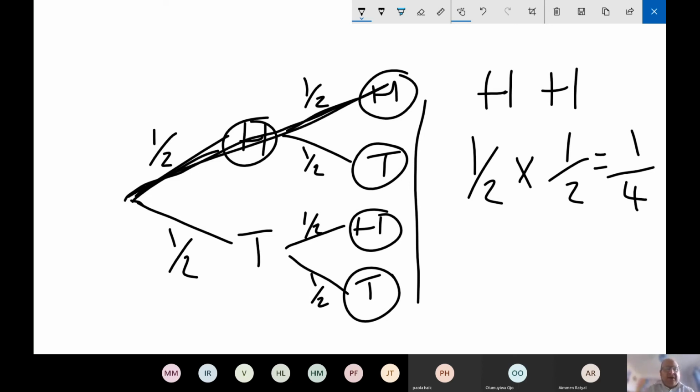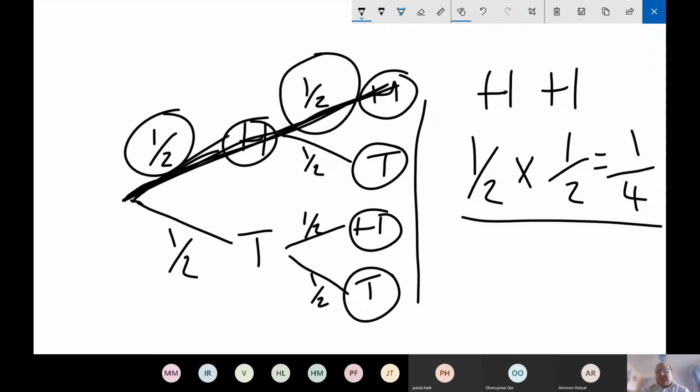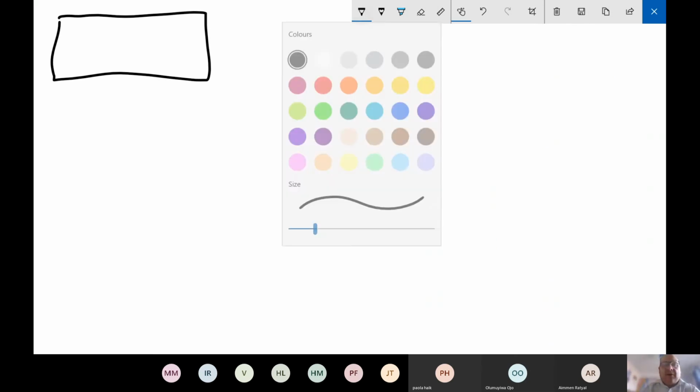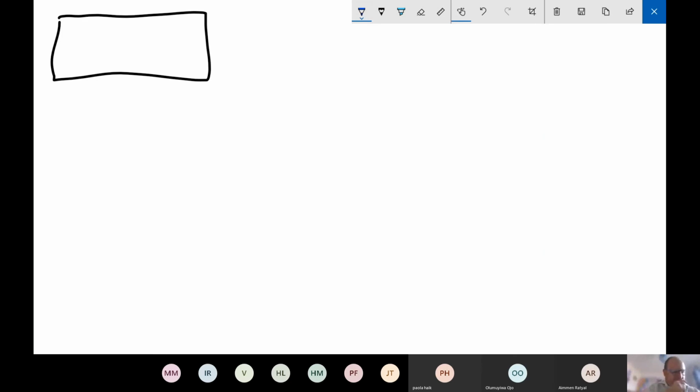So if we want to work out head, then head up here, all we do is we take the first probability, multiply it by the second probability, and that gives us a quarter. And again, I could turn that into a decimal or turn it into a percentage if I wanted to. I'll leave it as a fraction. So hopefully that was relatively straightforward. A little more complicated now is where we do an event where the second outcome is dependent on the first outcome. And if I talk through an example, hopefully that will make sense.